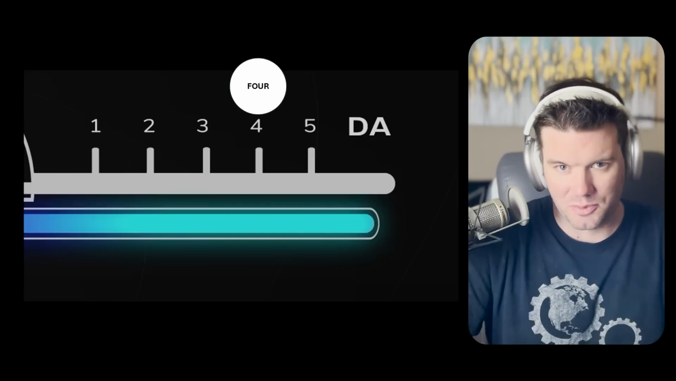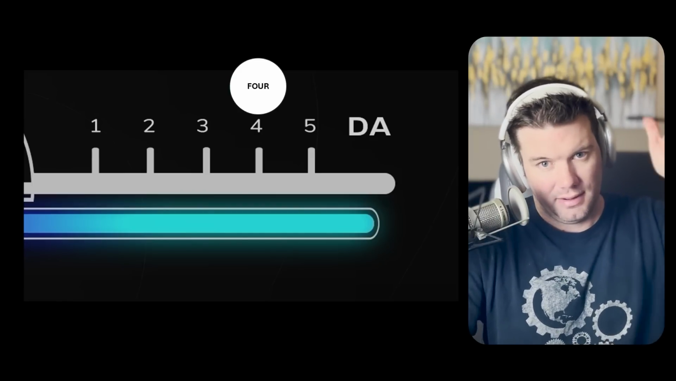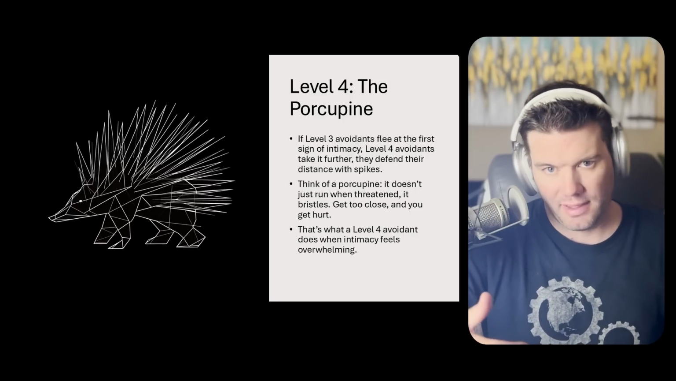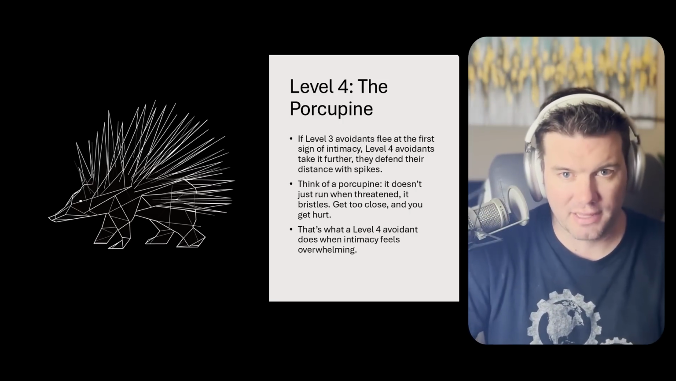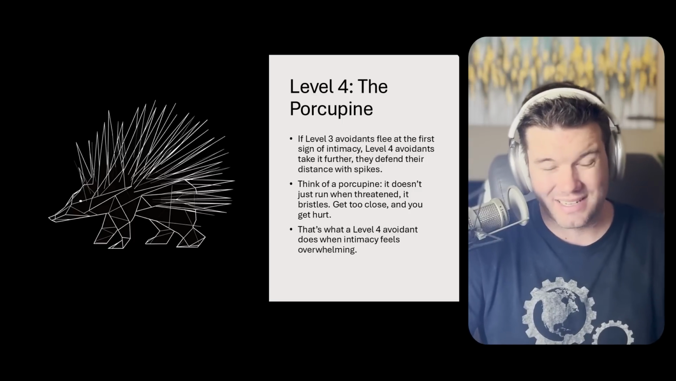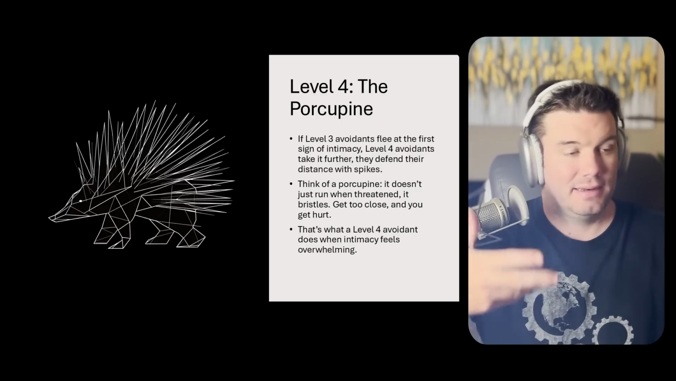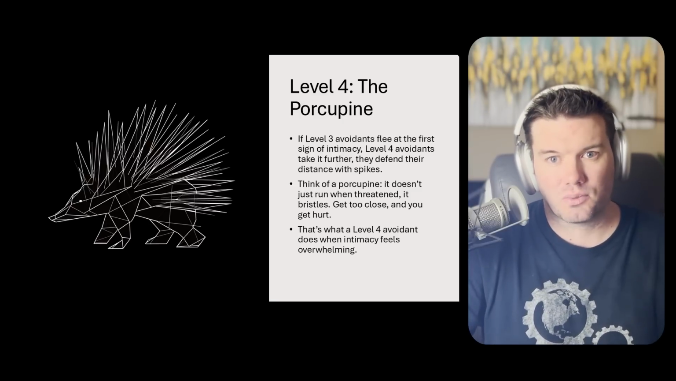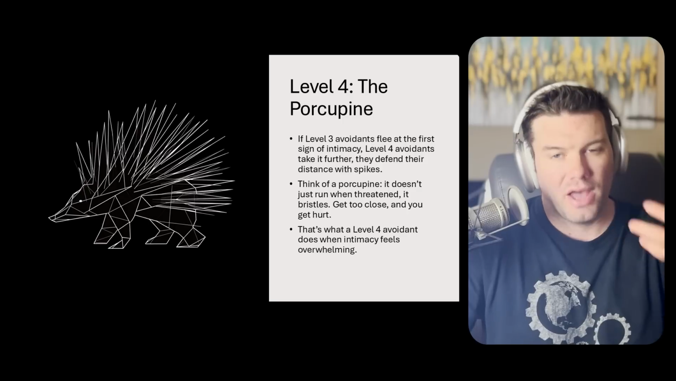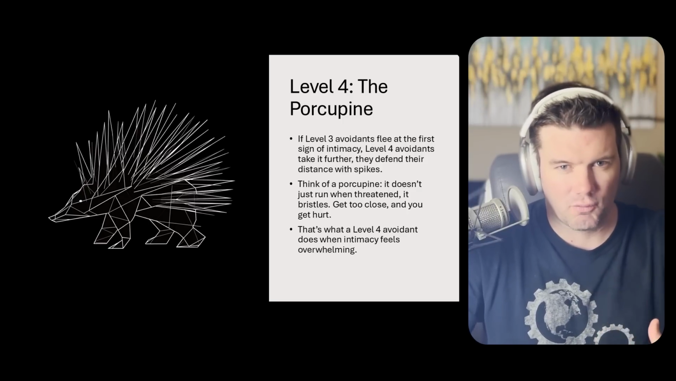And I think that leads us nicely as we move up the spectrum past the meridian line to level 4. Level 4, I'm going to label as the porcupine level. If level 3 avoidants flee at the first sign of intimacy, level 4 avoidants take it further. They defend their distance with spikes. If you think of a porcupine, it doesn't just run when it's threatened, it bristles. Get too close and you're going to get hurt. That's what a level 4 avoidant does when intimacy begins to feel very overwhelming.